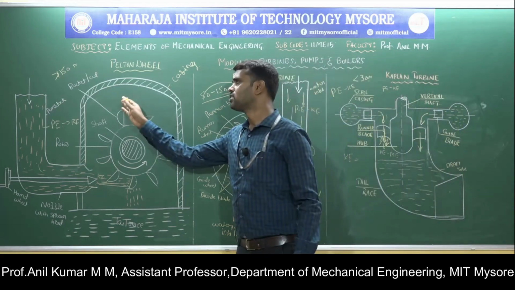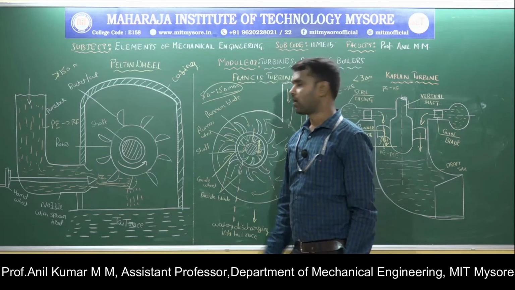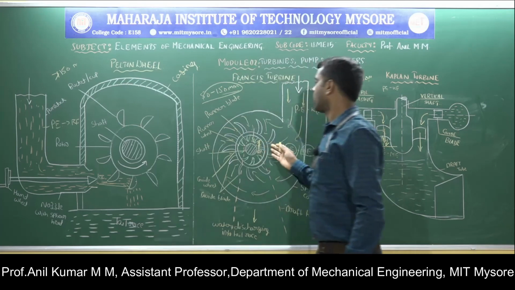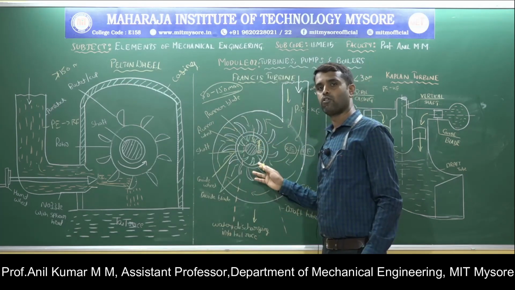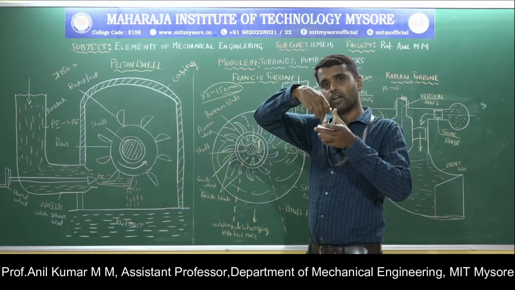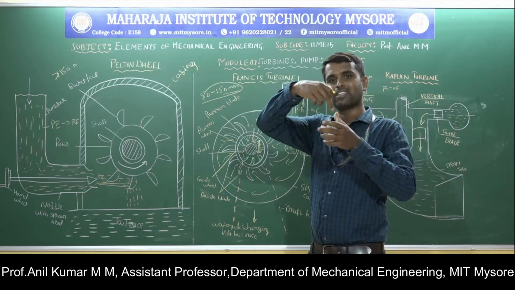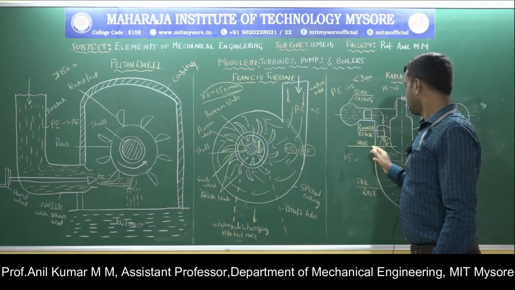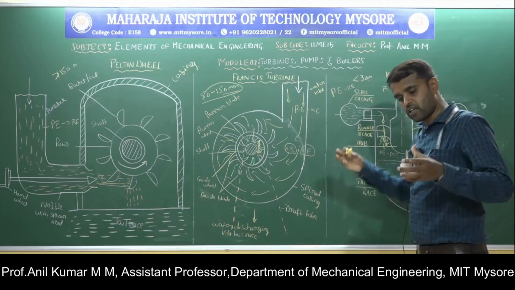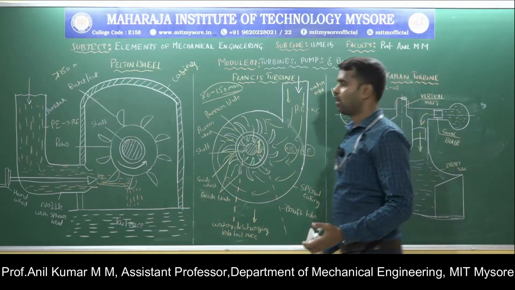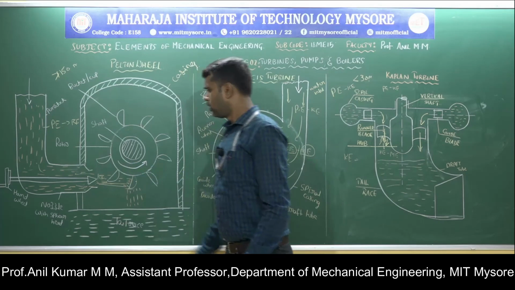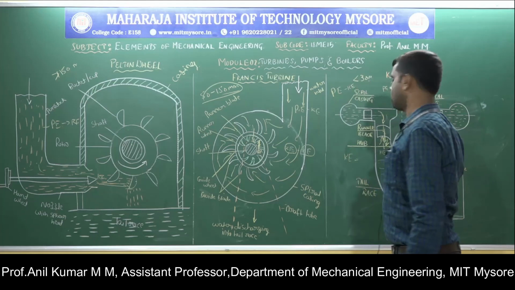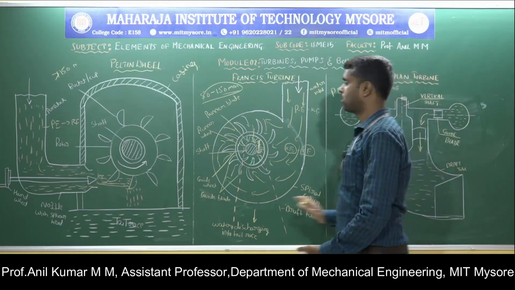Next, the Pelton wheel is a tangential flow turbine. The water strikes the runner blades in the tangential direction. The Francis turbine is a radial flow turbine. The water strikes the runner blades in the radial direction, that means perpendicular to the axis of rotation of the runner. The Kaplan turbine is an axial flow turbine. The water strikes the runner blades in the axial direction. Next difference is that in the Pelton wheel the draft tube is absent, in the Francis turbine the draft tube is present, and in the Kaplan turbine an L-shaped draft tube is present.